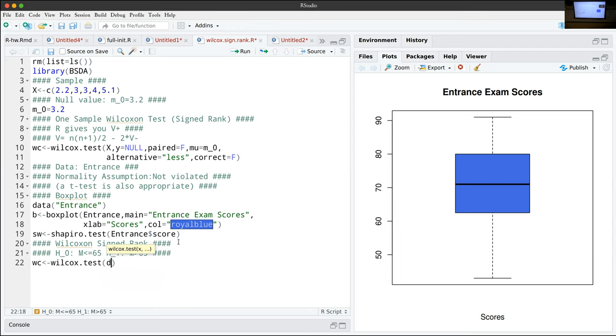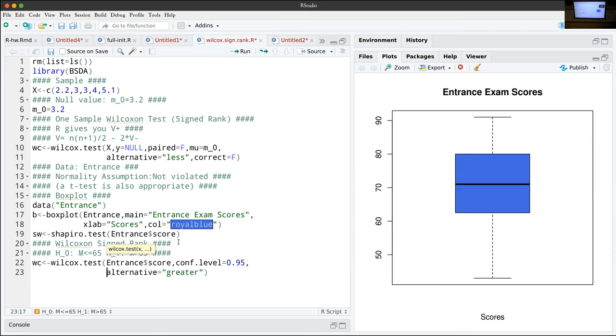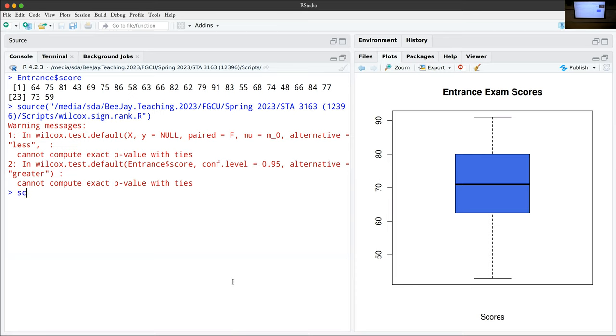It's one sample, so I'm simply going to enter this. And this is not a paired case. We'll keep the confidence level at 0.95, so alpha is 0.05. Alternative, I'm choosing greater because I'm doing a right-tail test. I'm overwriting it.